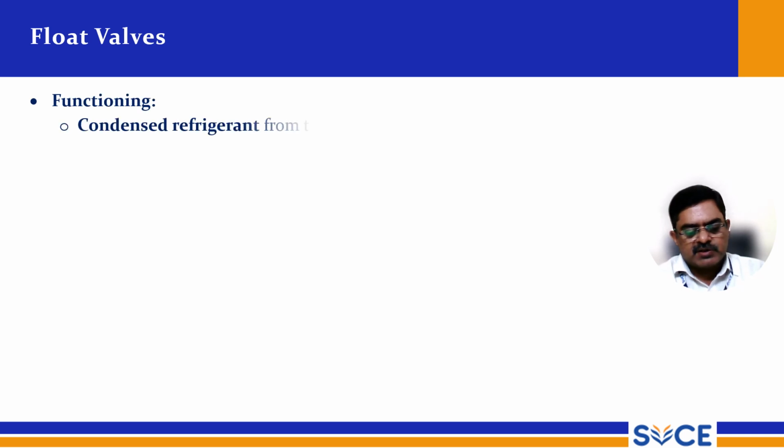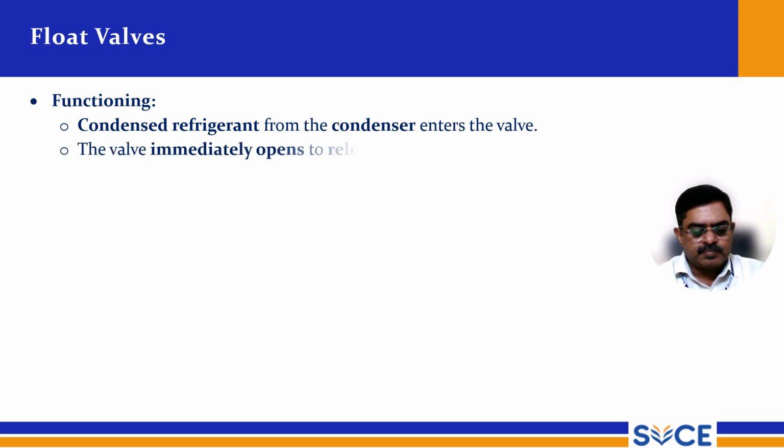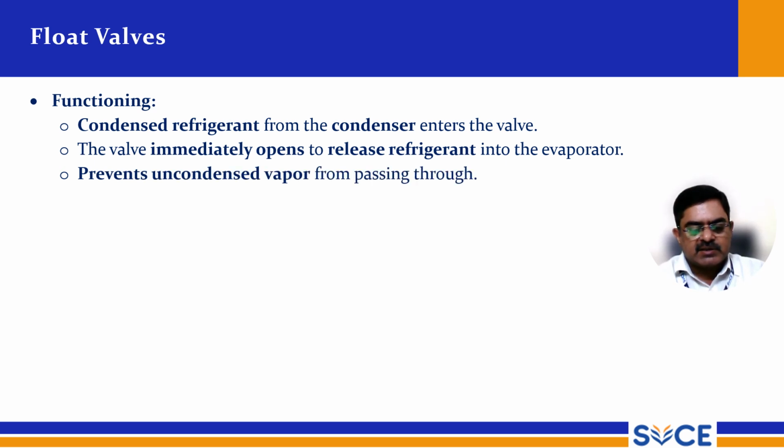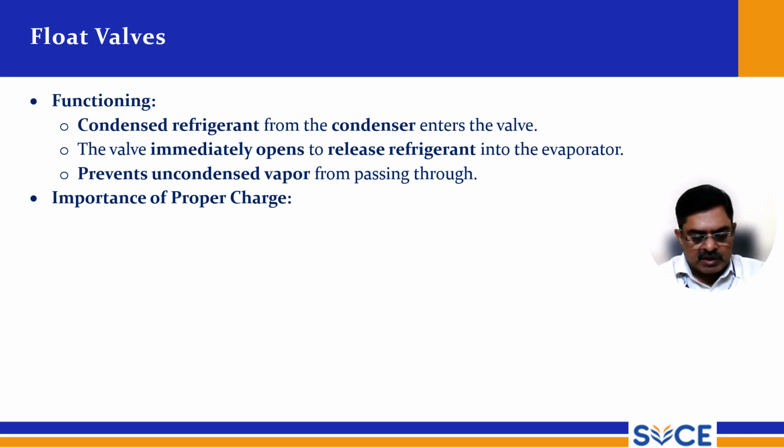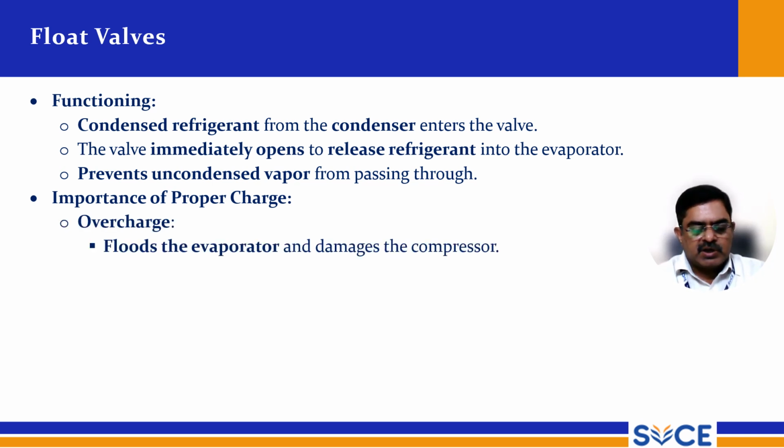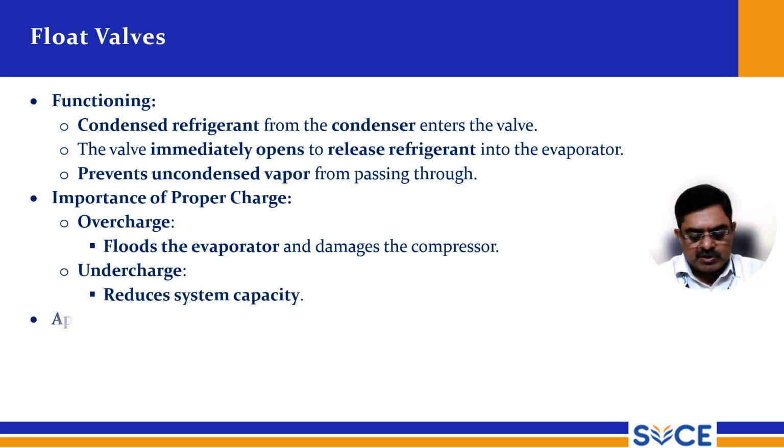On float valve functioning, the condensed refrigerant from the condenser enters the valve. The valve immediately opens to release the refrigerant into the evaporator. It prevents uncondensed vapor from passing through. The importance of a proper charge: overcharge floods the evaporator and damages the compressor. So that is the disadvantage. Undercharge also reduces the system capacity, and it acts directly on system capacity.